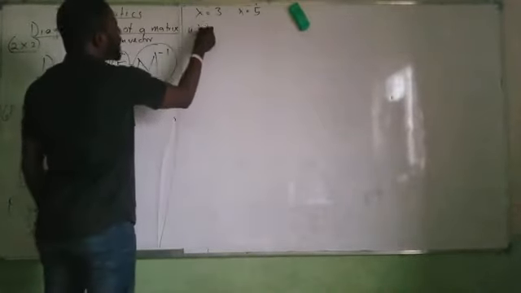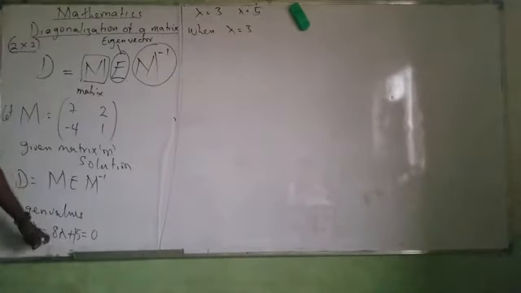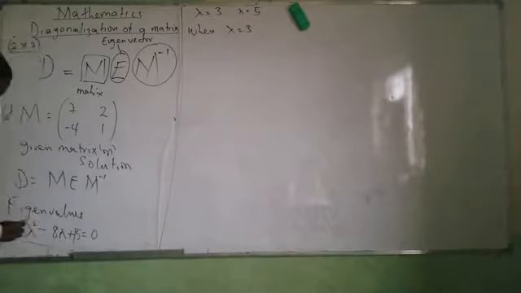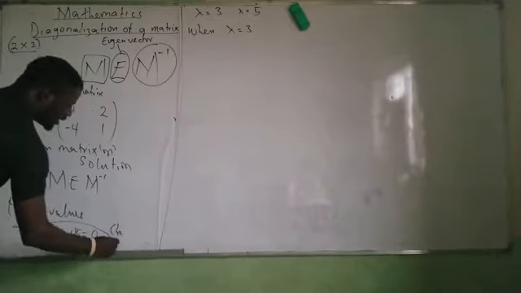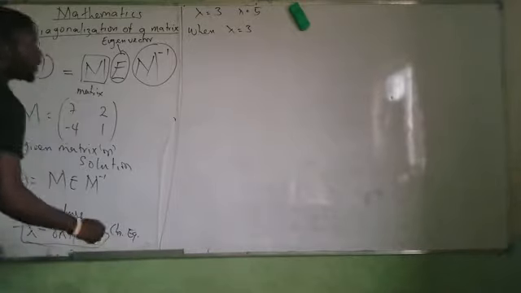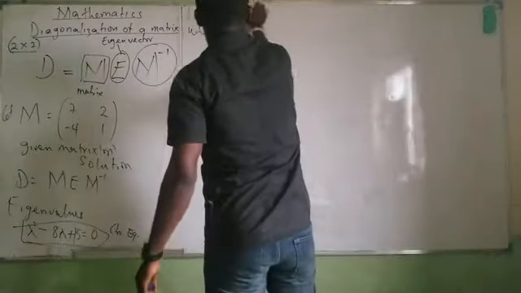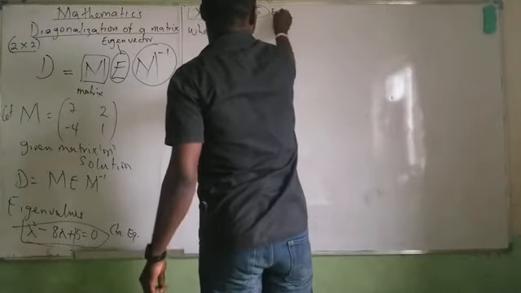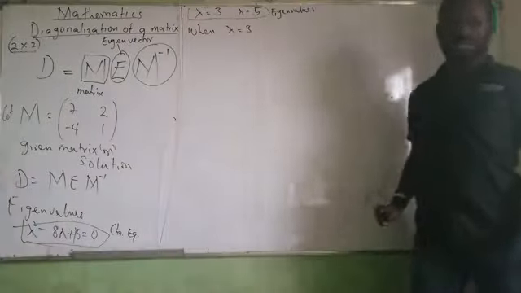I will just say when my lambda equals 3. Now, when my lambda equals 3, it means this is the characteristic equation. Why is this known as what? This is called eigenvalues. That is eigenvalues. Take note of that.